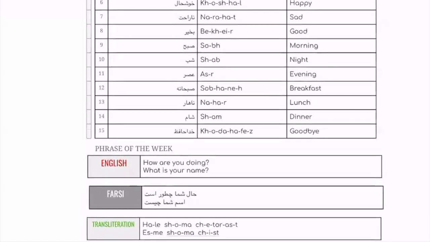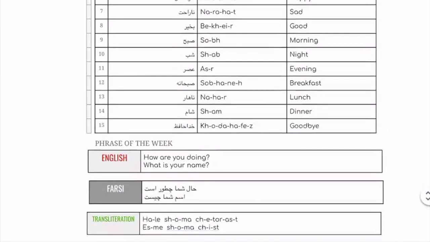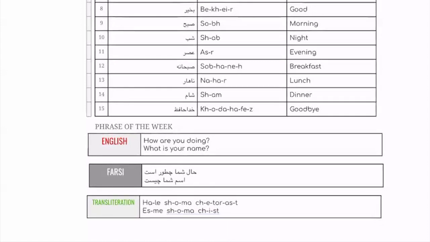Moving on to our last set of words, we have breakfast. These are on the tongue, harder words to roll off of. But sobhane, it's breakfast. Sobhane, breakfast. And moving on to lunch, nahar, nahar.